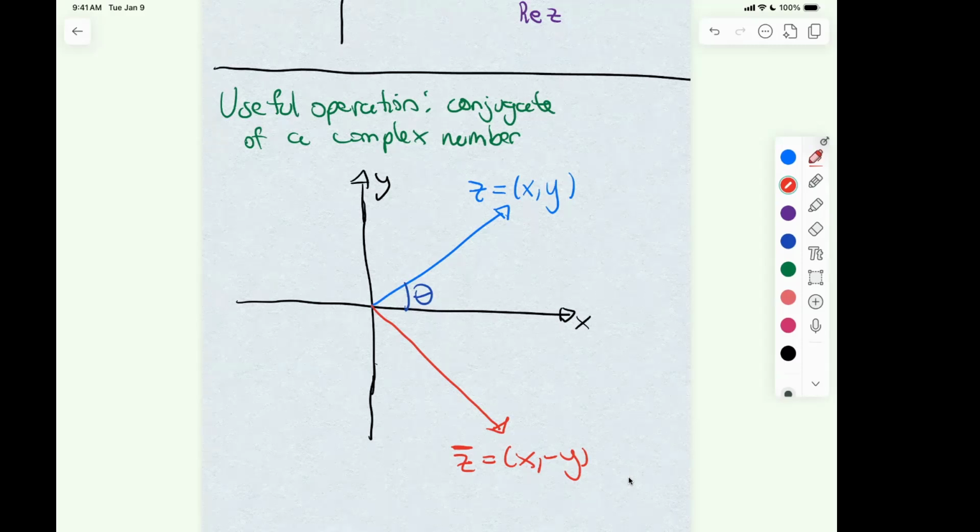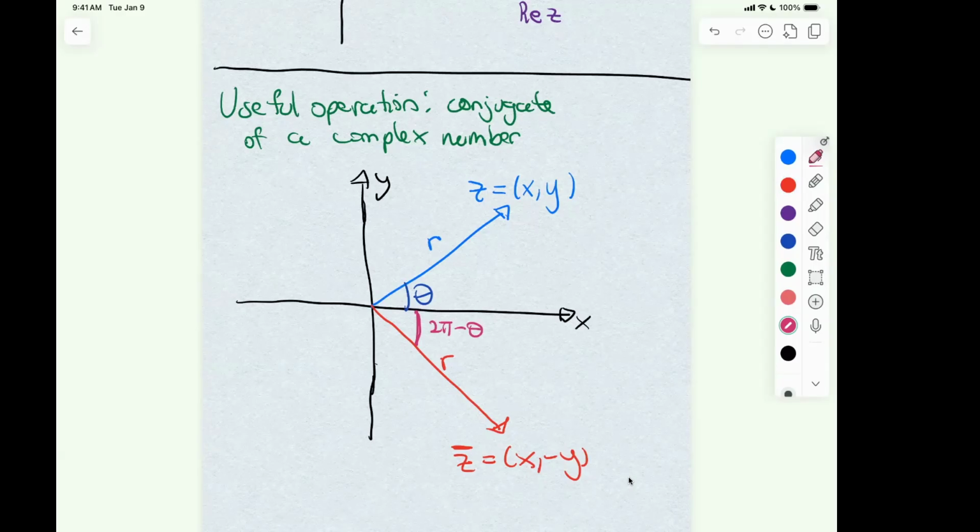The other way to think about it, from this polar perspective, is that the distance to the origin is the same. They have the same distance. So if this is r, for the conjugate, the r is the same. But what is the angle? There are two ways to think about the angle. One is to just say that the angle would be 2 pi minus theta.